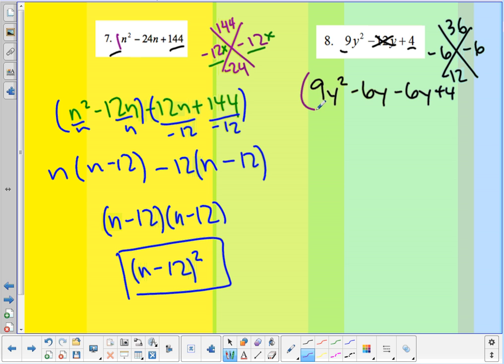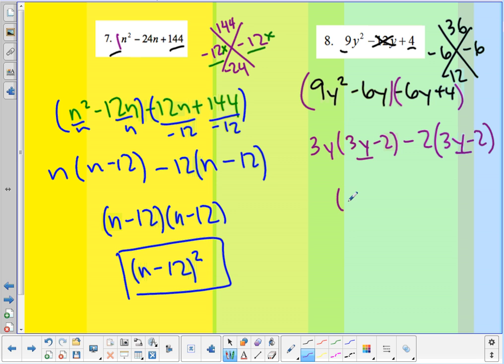I then group and group. From the first one, I can take out a 3y, leaving me with 3y minus 2. From the second one, I can take out a negative 2. And again, the reason I'm making it a negative 2 is because I want my 3y to be positive. Right now, my negative is with the 6, so I've got to take out a negative 2. When I take out a negative 2, that leaves me with positive 3y minus 2.